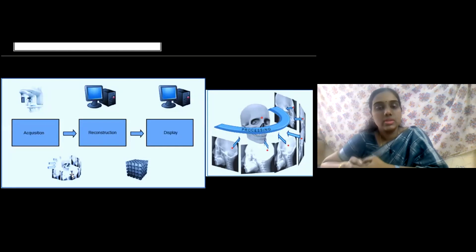Then comes the reconstruction process. For that we need a computer. As I already told, a large amount of raw data is created by the CBCT machine. The raw data is nothing but the 2D planar or cephalometric images, which have been converted into digital form and processed in the computer with certain algorithms, mainly the Feldkamp algorithm, which then reconstructs them into 3D volumetric images for us. And then of course comes the display part, where the image is displayed.